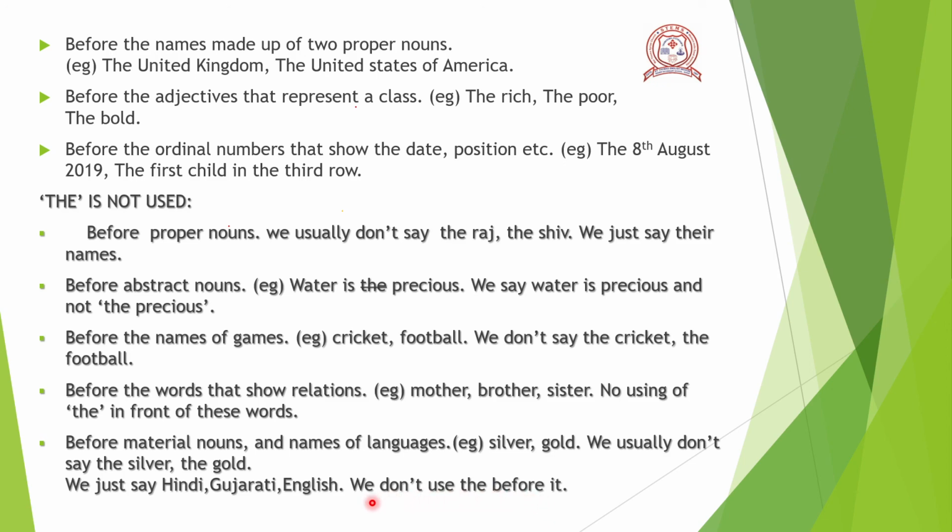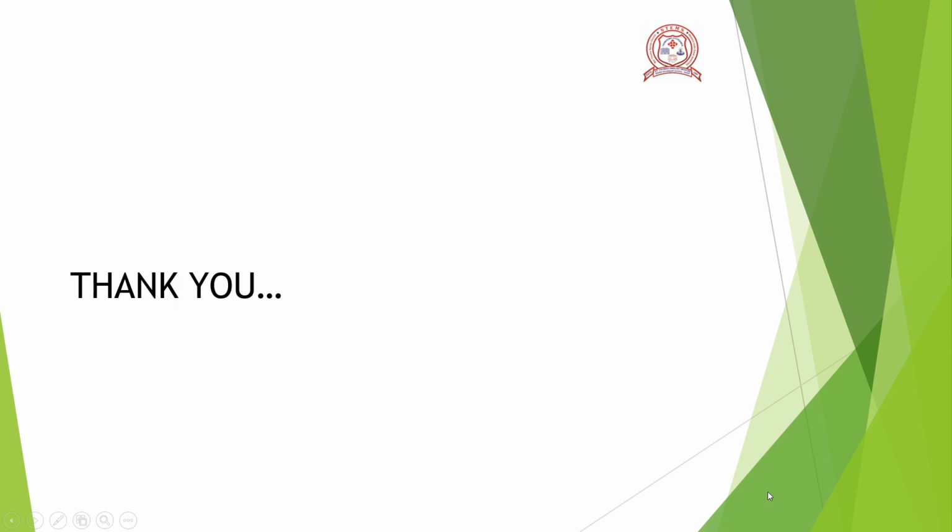So what we learned in this class is what are the indefinite articles and what is the definite article. And next we will be dealing with the other kinds of determiners. Thank you.